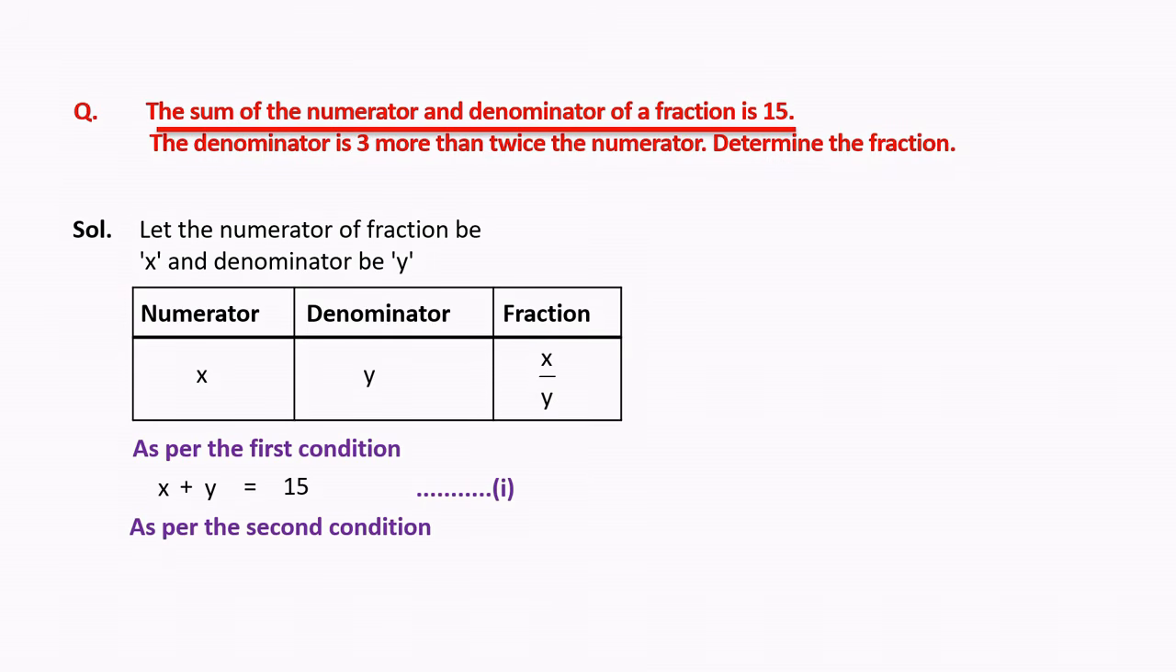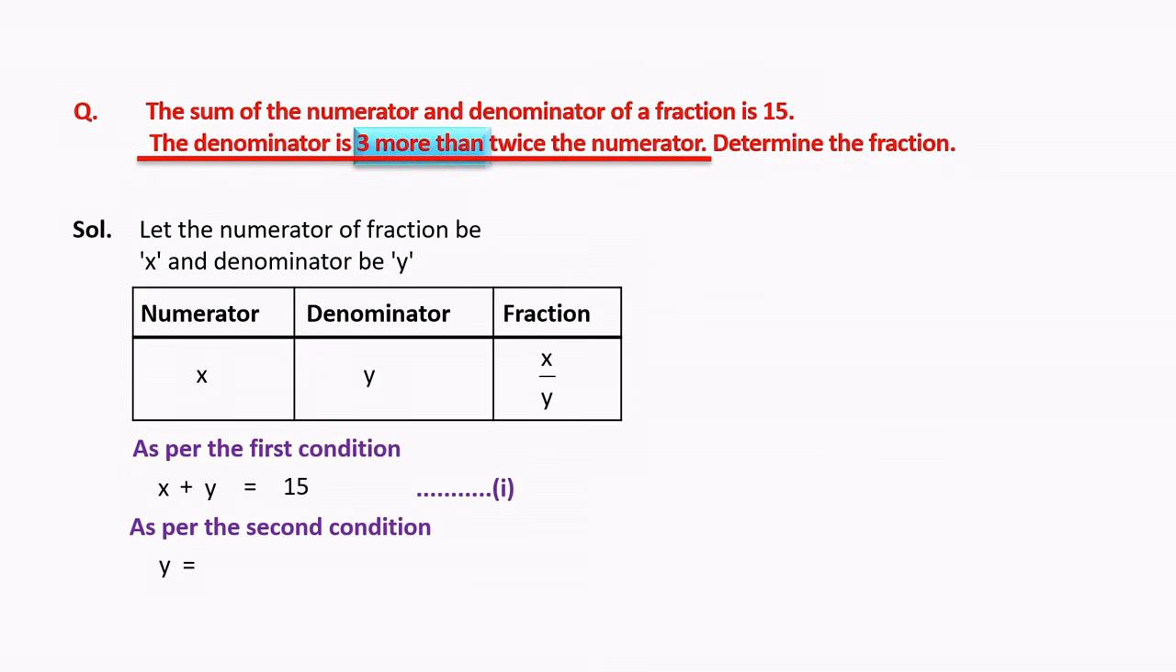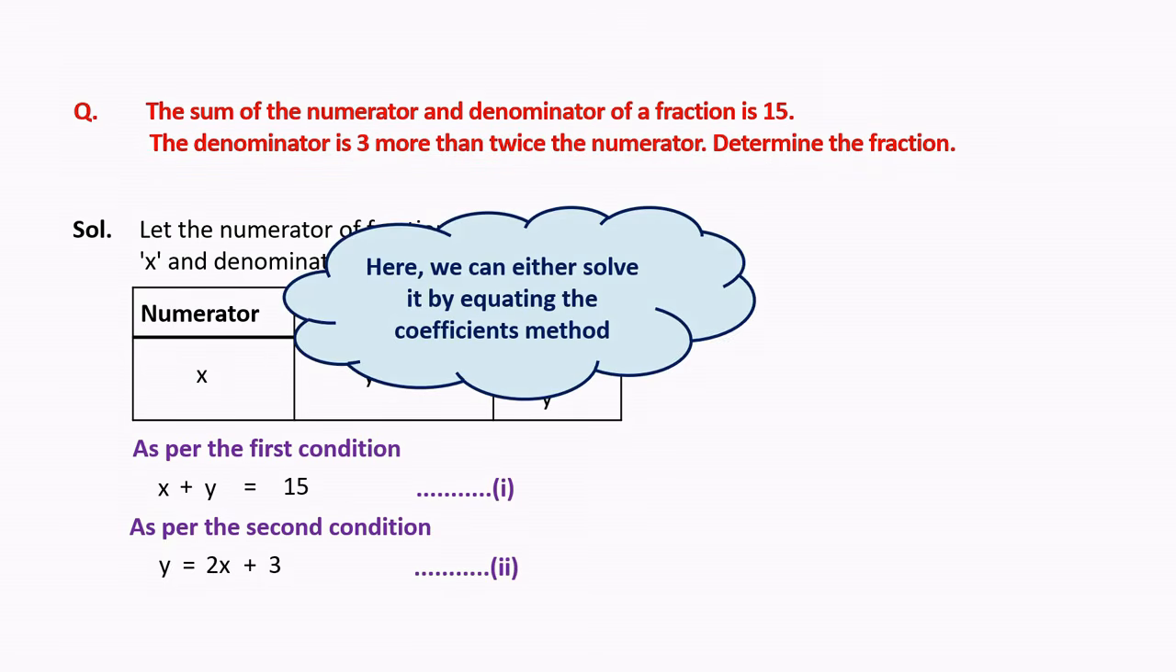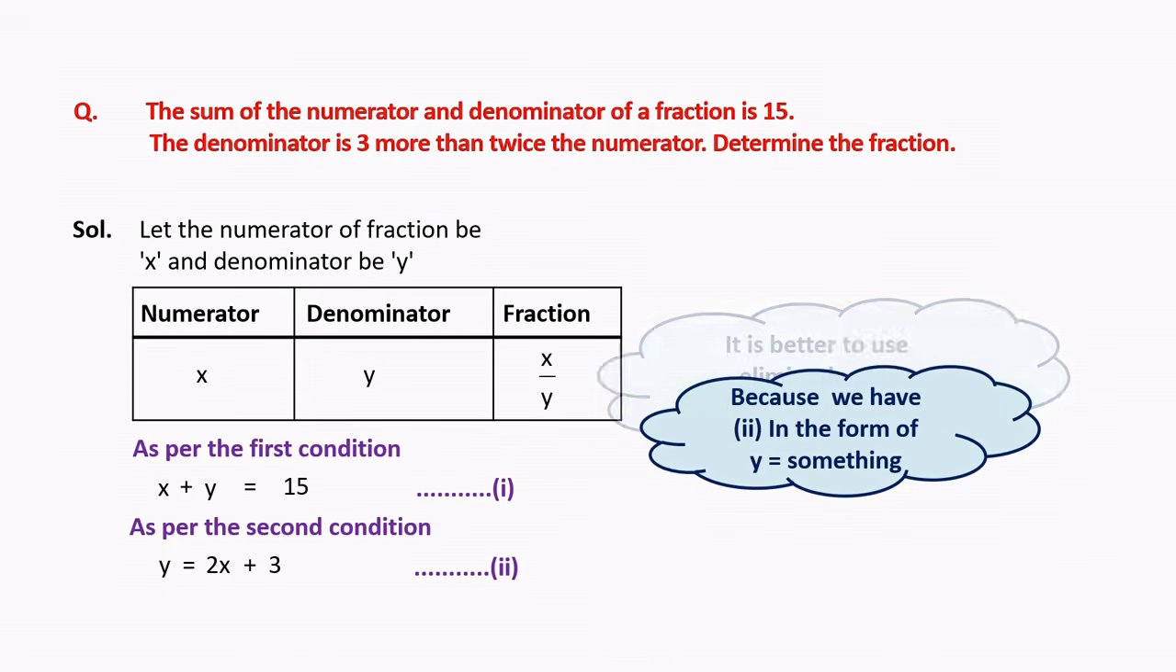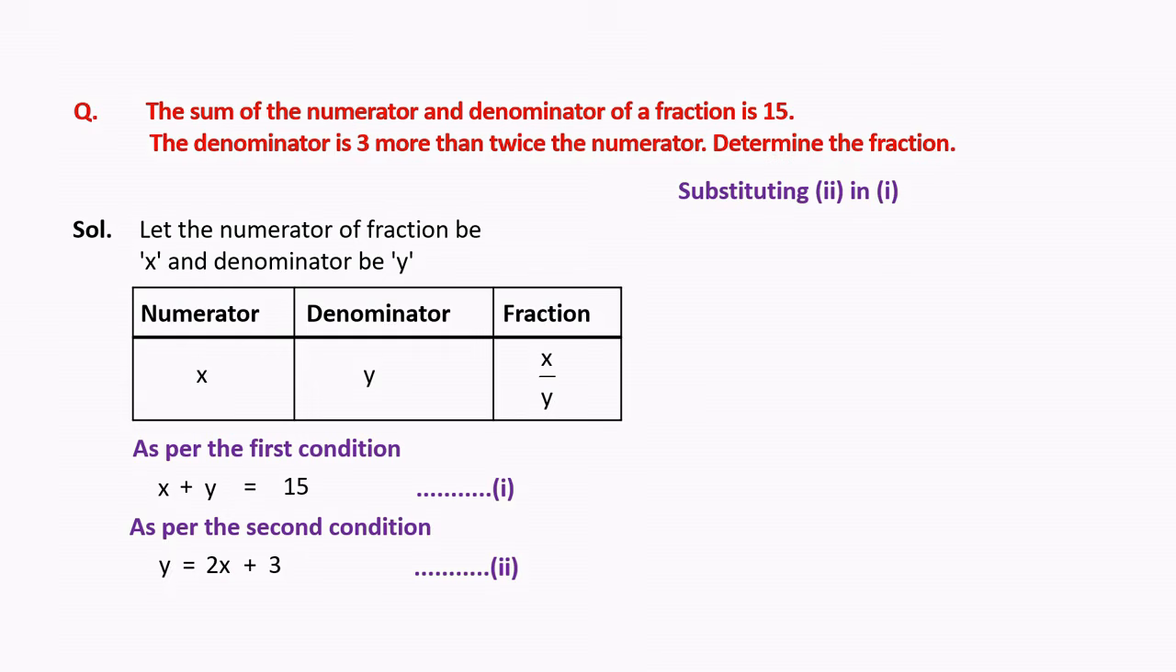According to the second condition, the denominator is 3 more than twice the numerator. So, we write y equals 2x plus 3. This is our second equation. Now, substitute the value of y from the second equation into the first equation. So, we get x plus 2x plus 3 equals 15. Simplifying, 3x plus 3 equals 15. 3x equals 12. So, x equals 4.